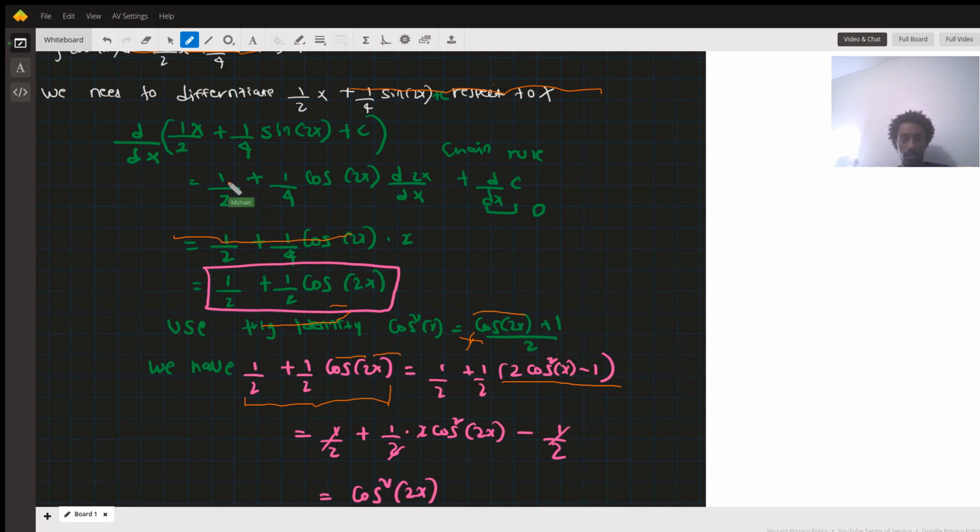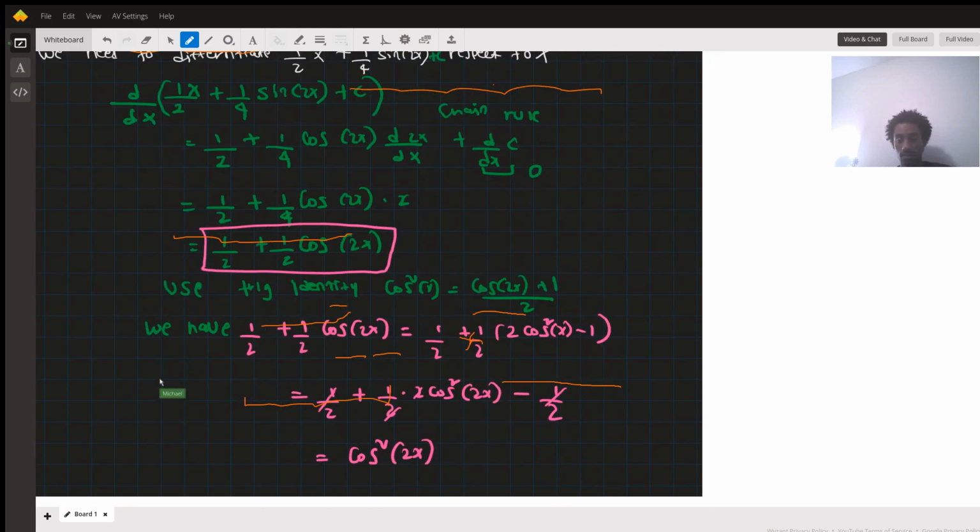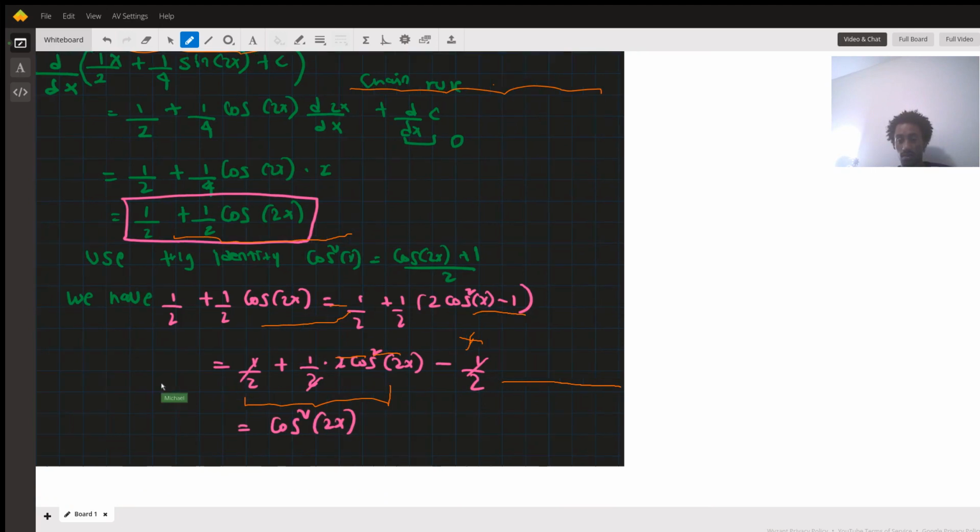Okay, what's next? We have 1 over 2 plus 1 over 2. We're going to distribute the 1/2. 2 by 2 will cancel out right here. So we're going to have cosine square x minus 1 over 2. Then this minus 1 over 2 will cancel out with the other 1 over 2. Then we're just going to have cosine square x. So this is true. Yeah, that would be all. Thank you.